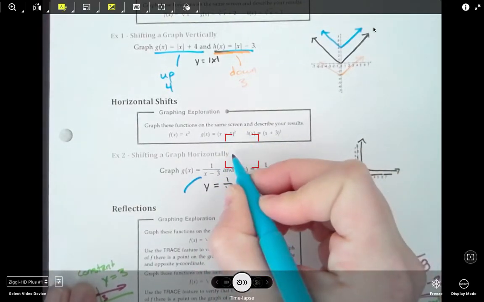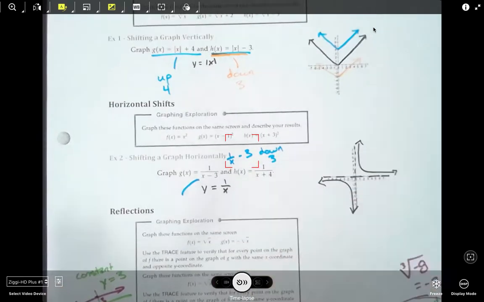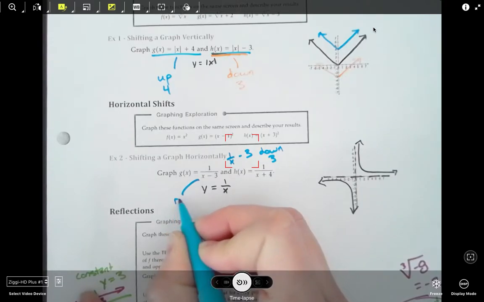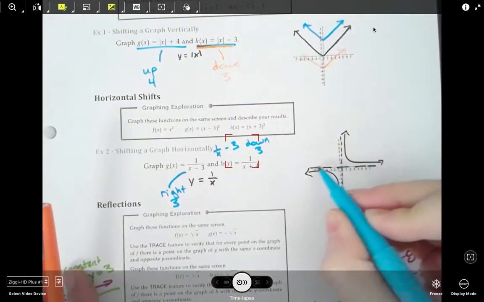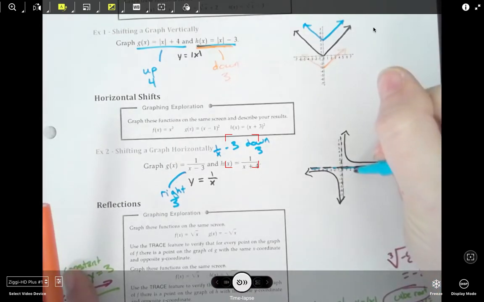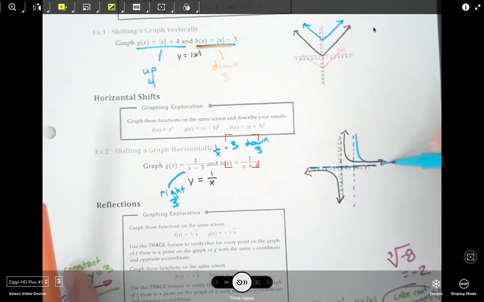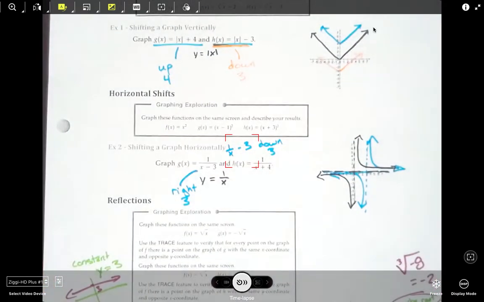People say down 3 a lot, but down 3 would look like this. This is down 3, right? The minus 3 would be on the outside. So if you want to write that so that you can compare, that's okay. This would be right 3. 1 over x minus 3 is to the right 3. So my horizontal asymptote stays the same, but if I'm going to the right 3, my vertical asymptote is going to change and be here, and my new function is going to look like this and like this. So the vertical asymptote will change when you're moving him left and right.